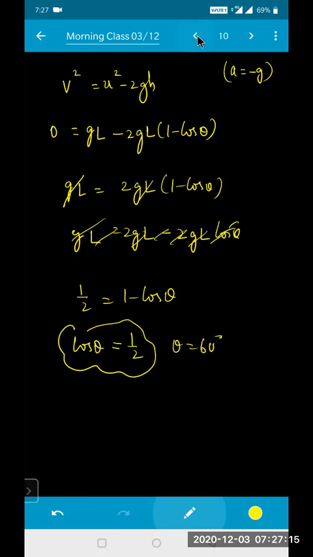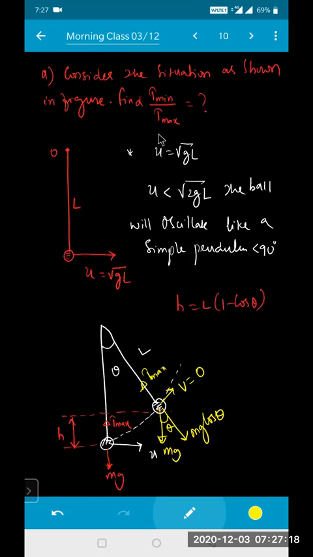Yes, sir. What is the problem asking? He's asking T max and T minimum, isn't it? So he's asking the T max and T minimum per definition. T will be maximum at the lowest position and T will be minimum at this position. Only at the lowest position we are getting maximum. At the highest position where the velocity of the particle is zero, the tension should be how much? Minimum. Same as in a vertical circle. At the highest position, how much is the tension becoming? Almost zero.